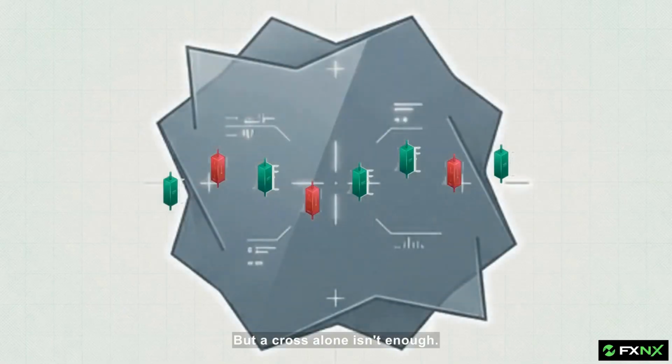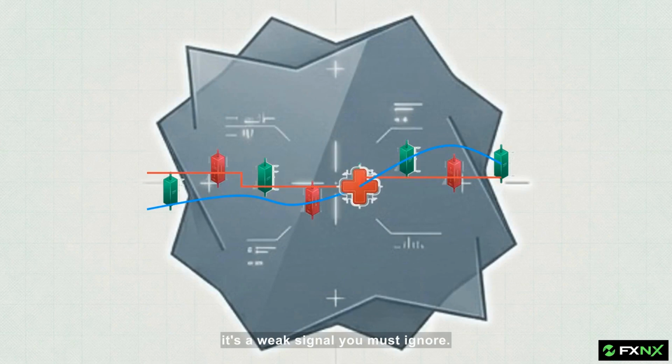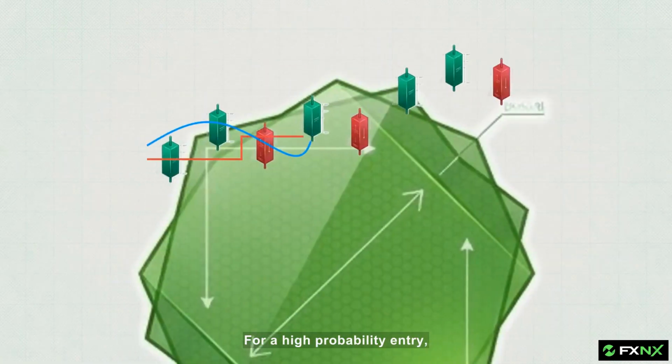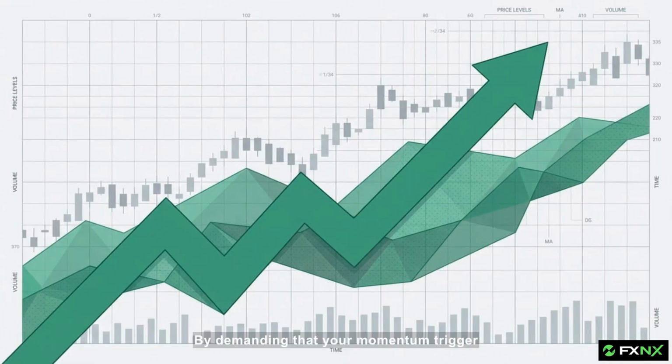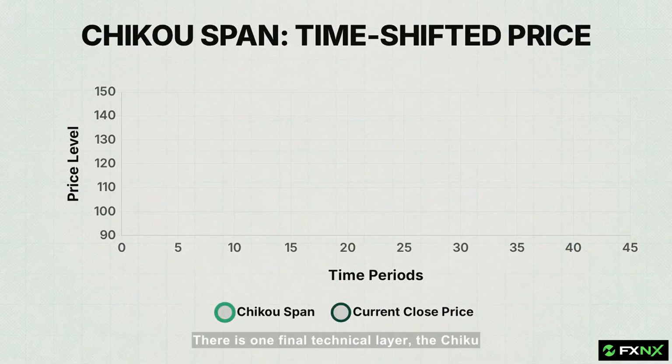But a cross alone isn't enough. If it happens inside the cloud, it's a weak signal you must ignore. For a high-probability entry, a bullish TK cross must happen entirely above a green, bullish Kumo. By demanding that your momentum trigger aligns perfectly with your broader trend environment, you filter out the false entries that slowly drain trading accounts. There is one final technical layer, the Chiku span.